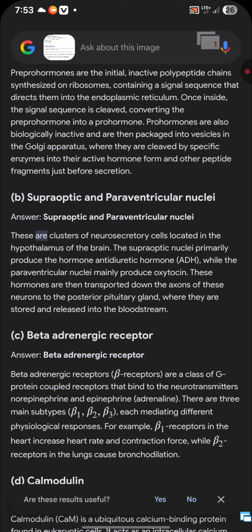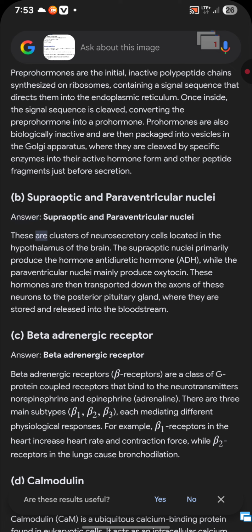C. Beta-adrenergic receptor. Answer. Beta-adrenergic receptor. Beta-adrenergic receptors, beta receptors, are a class of G-protein coupled receptors that bind to the neurotransmitters norepinephrine and epinephrine, adrenaline. There are three main subtypes, beta-1, beta-2, beta-3, each mediating different physiological responses. For example, beta-1 receptors in the heart increase heart rate and contraction force, while beta-2 receptors in the lungs cause bronchodilation.